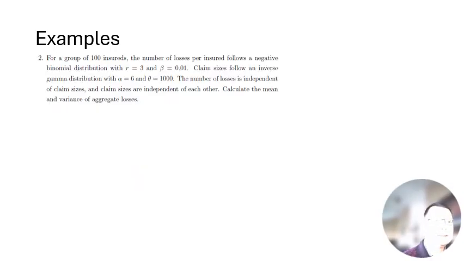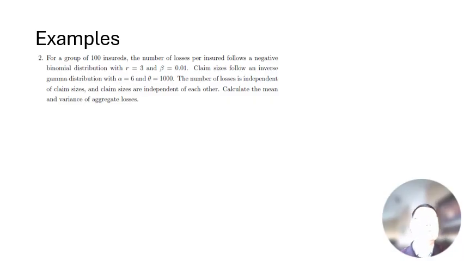Now let's look at this example. For a group of 100 insureds, the number of losses per insured follows a negative binomial distribution with r equal 3 and beta equal 0.01. Claim sizes follow an inverse gamma distribution with alpha equals 6 and theta equal 1000. The number of losses is independent of each claim size, and claim sizes are independent of each other. Calculate the mean and variance of aggregate loss.